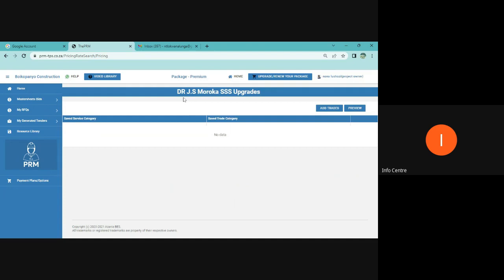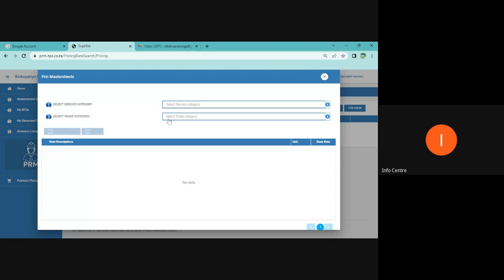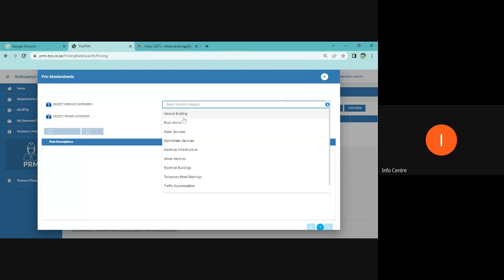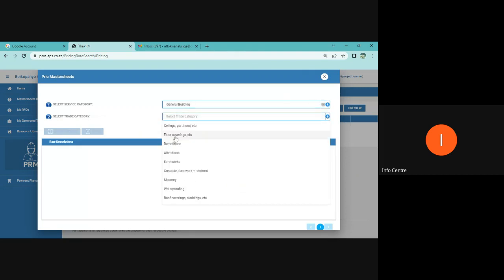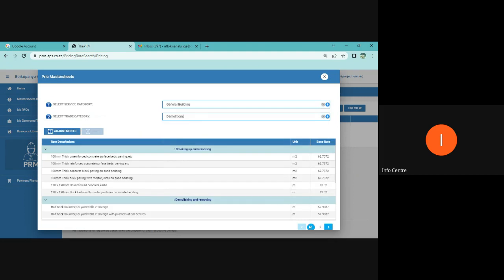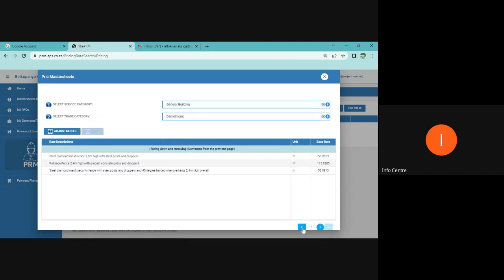Over here, it says Dr. J.S. Moroka, Senior Secondary School upgrades. It's a safe category, nothing. Trade category is nothing. Nothing is saved yet. I just add the rates. Trades. So I know I'm pricing general buildings. So I'm going to start. Let's say demolition. All my trades for demolition are here.